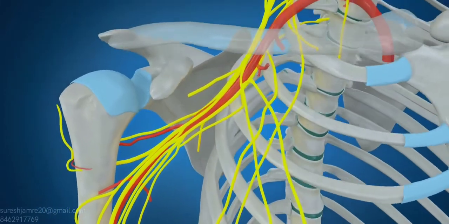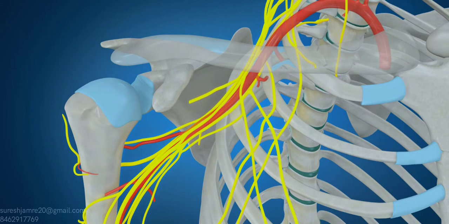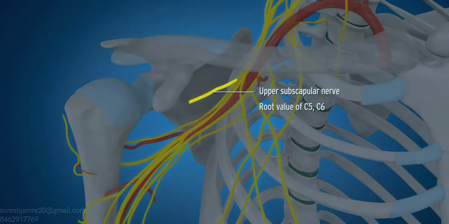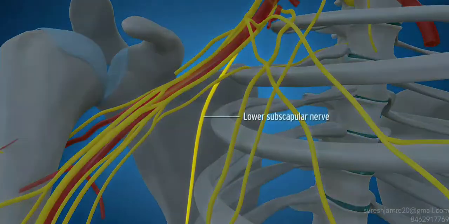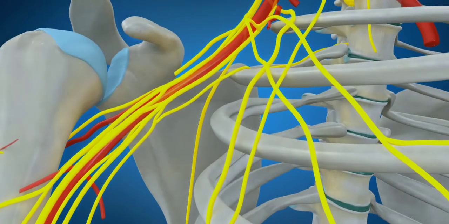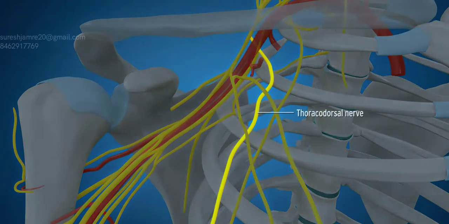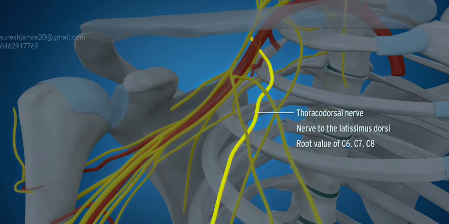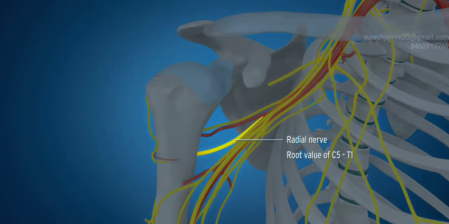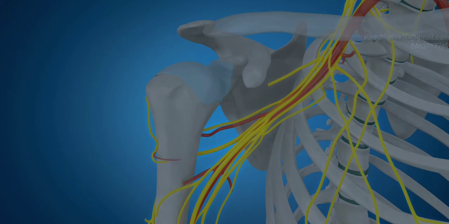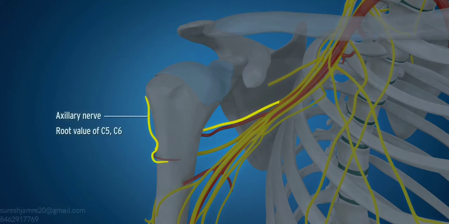The posterior cord gives rise to 5 branches. The upper subscapular nerve with a root value of C5, C6, the lower subscapular nerve with a root value of C5, C6, the thoracodorsal nerve or the nerve to the latissimus dorsi with a root value of C6, C7, C8, the radial nerve with a root value of C5 to T1, and the axillary nerve with a root value of C5, C6.